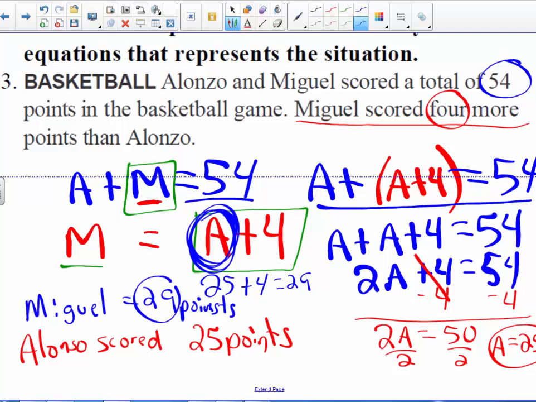Points. So 29 and 25, when you add those up, you do get 54, which is your total. Miguel scored 4 more than Alonzo, and that also works. 29 is 4 more than 25. So that's the algebraic way to solve that. Again, you also could have gone the guess and check method and verified your solution that way. But it is nice to show it algebraically, because guessing and checking could take a while sometimes.